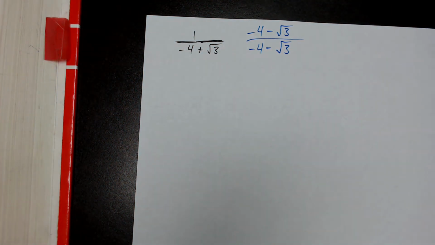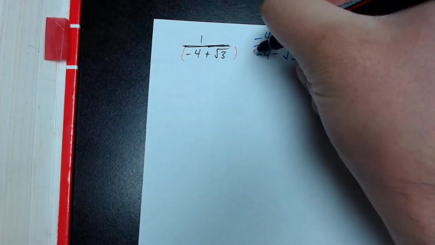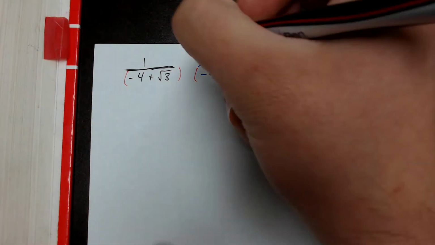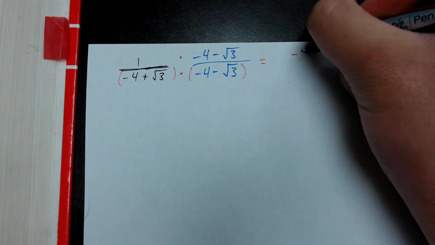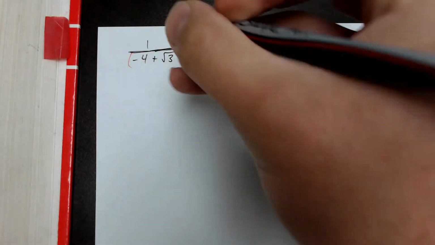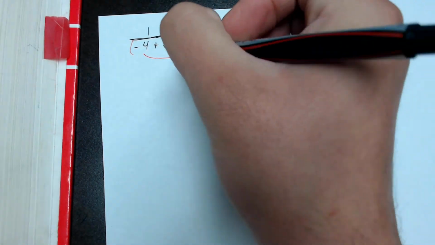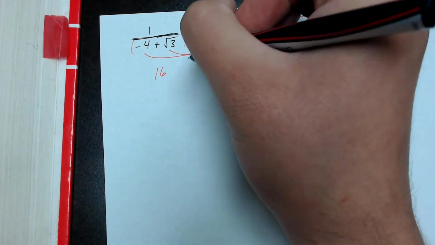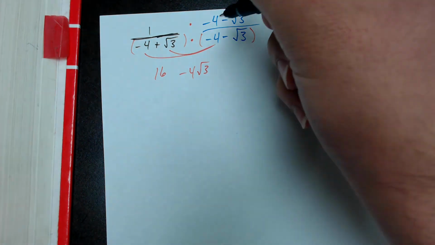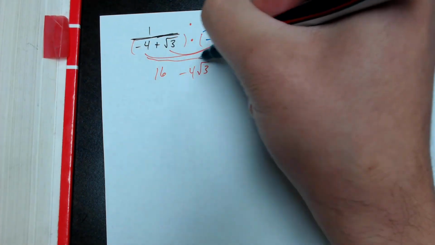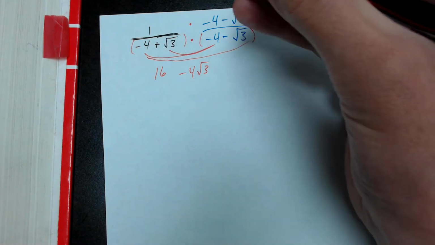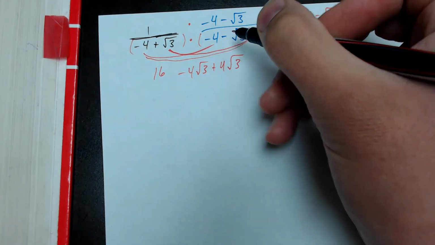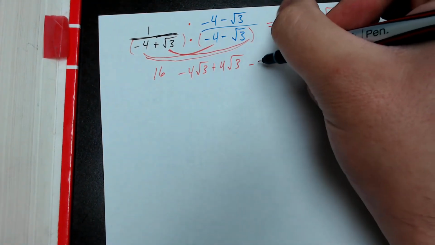When we multiply, we're going to have to FOIL the denominator, and the numerator will come out pretty simple. The numerator is just going to be -4 minus root 3. However, for the denominator, when we FOIL, we take the first times the first: -4 times -4 gives me positive 16. The outside times the outside gives me -4 root 3. Then the inside times the inside, a negative times a negative, gives me positive 4 root 3. And then the last times the last, which is negative root 3 times positive root 3, gives me -3.